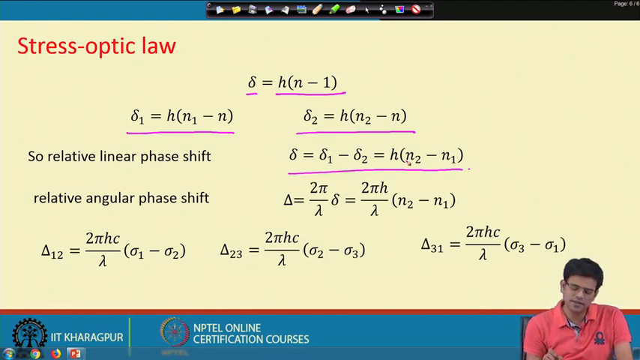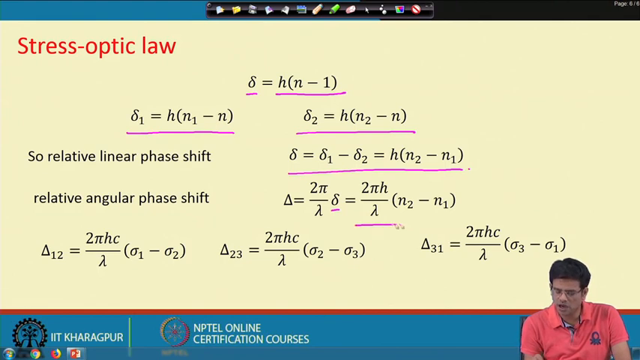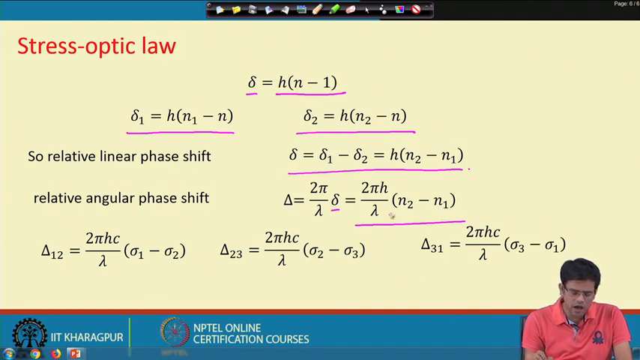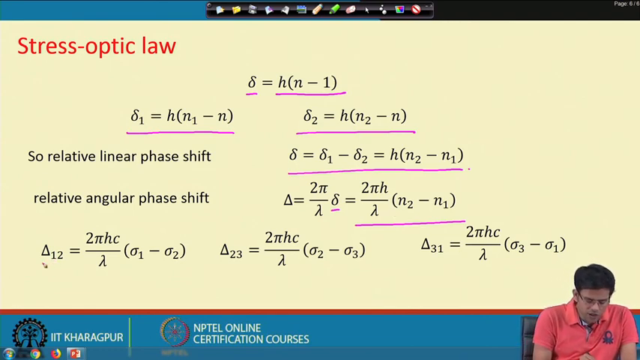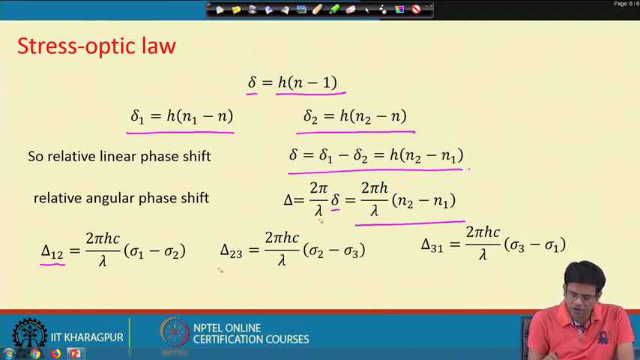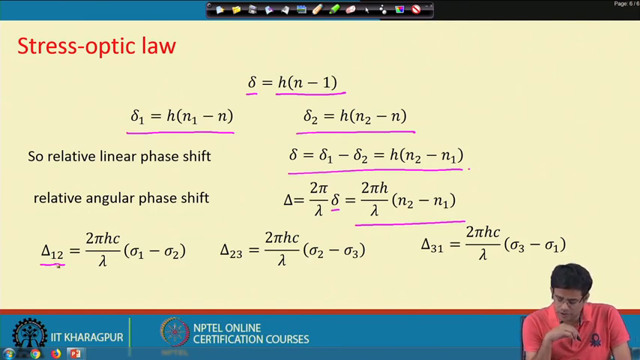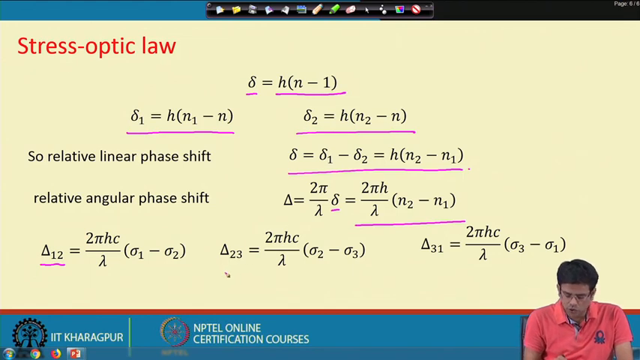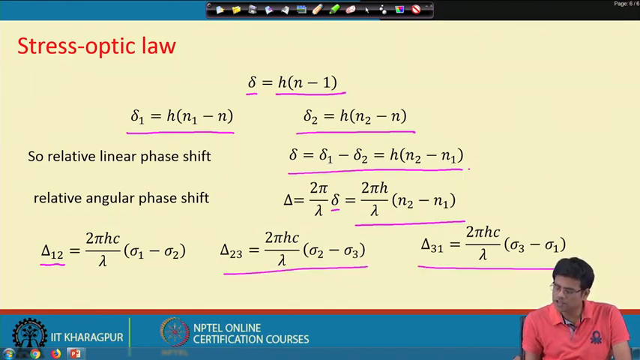This angular phase shift is essentially 2 pi by lambda into the linear phase shift. So, this 2 pi by lambda and delta, I can express in terms of 2 pi h by lambda into n2 minus n1. Now, if you use this with the previous stress optics law that we have discussed in the previous slide, then delta 1 2 for n2 minus n1, we can write in this form. So, this is essentially the stress optics law in terms of retardation.